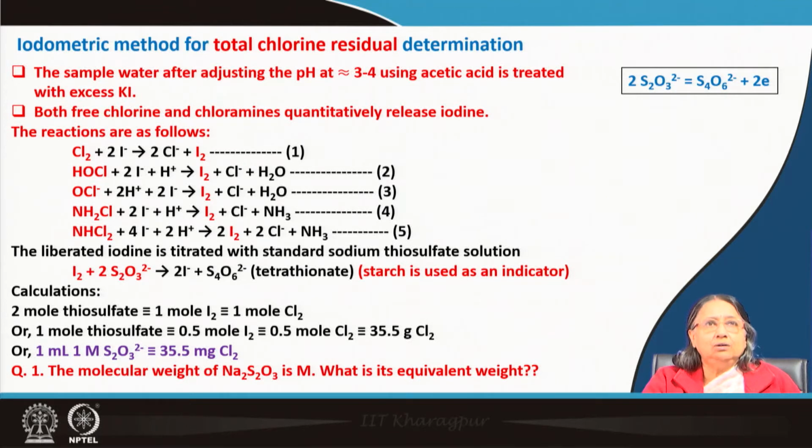Now, the iodine is produced quantitatively, so how can we determine it? Everybody knows it is by titration with sodium thiosulfate, Na2S2O3. When it is titrated, the balanced equation is shown here, and tetrathionate, S4O6 2 minus, is formed. And what is the indicator here? It is starch.